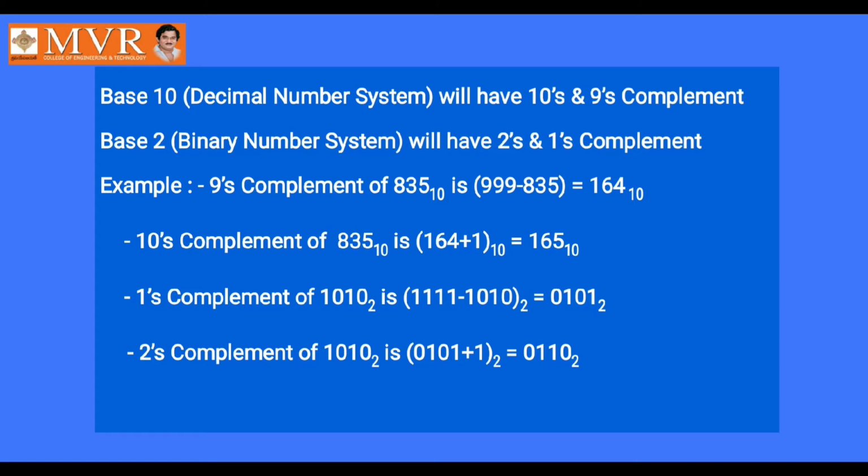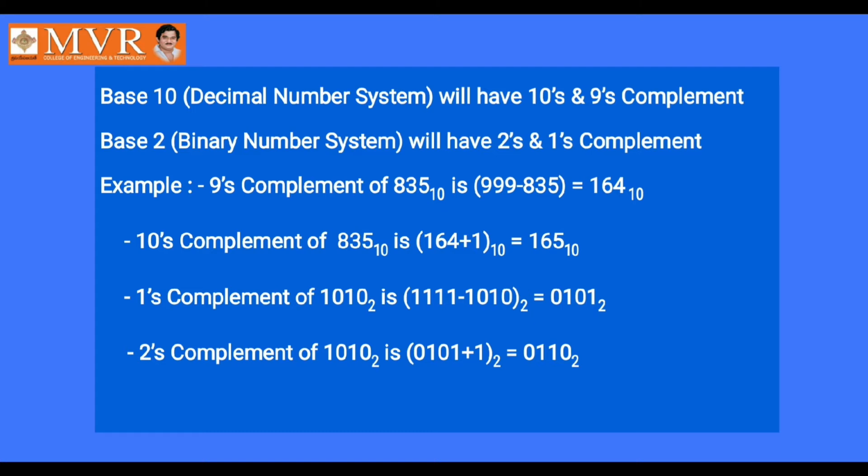835 contains 3 digits: 8, 3 and 5. So we have to subtract each digit from r minus 1. Here r is base 10, so r minus 1 is 9. All 3 digits of the given decimal number are subtracted from 3 9s. If you subtract 835 from 999, you will get 164. So here 164 is the 9's complement of 835.